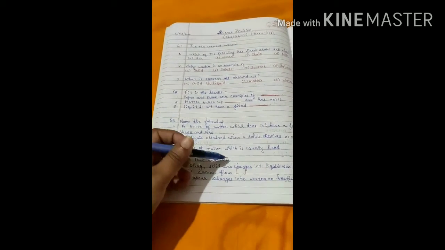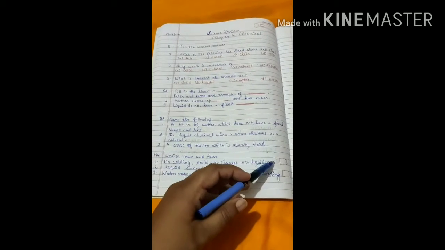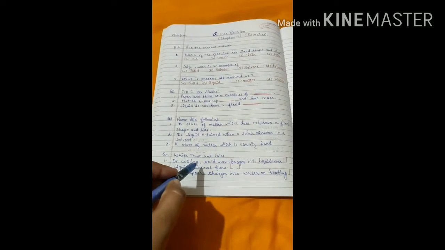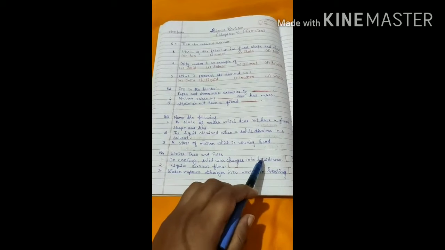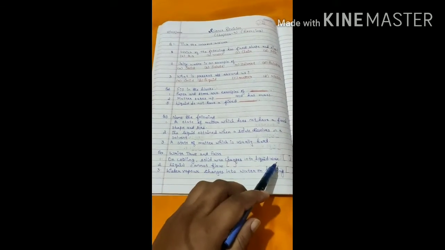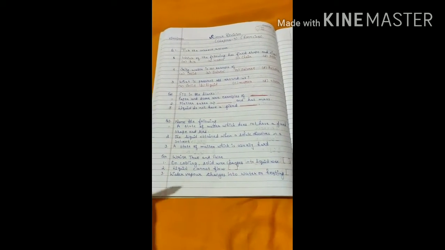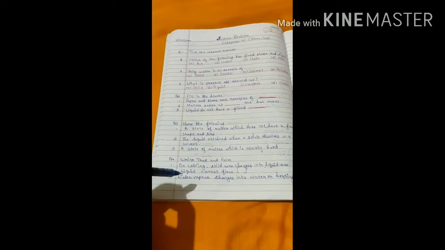Fourth one: write true or false. It's given: on cooling, solid wax changes into liquid wax. On cooling, do we get solid wax into liquid wax, or on heating we get solid wax into liquid wax? That you have to work out and write down the proper true or false.